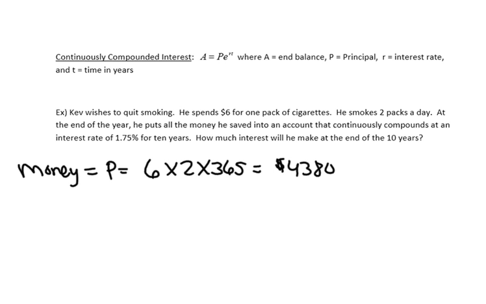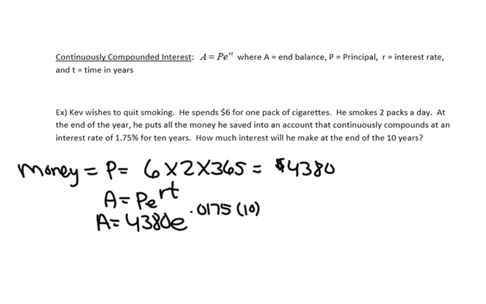So that's the amount of money he's going to put in. So we'll write it as this. Okay, so 4380, natural base E. Now I need to change the percent to a decimal. And we were talking about 10 years. So again, when you do this, remember you're going to take E to the 0.175 first, and then take that answer and multiply by 4,380.